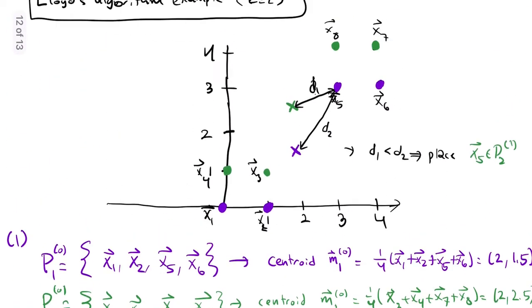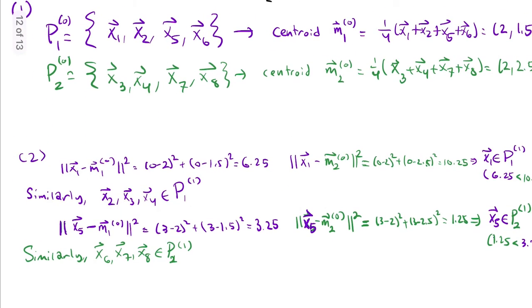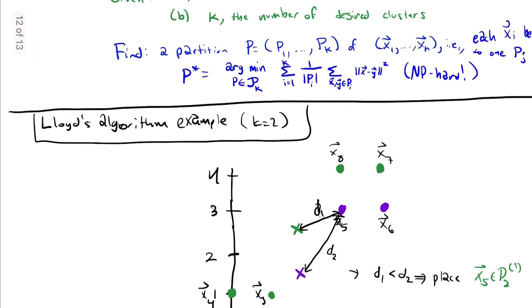Similarly for X5, that's the actual calculation here. So its distance to the green centroid is 1.25, and its distance to the purple one is 3.25. 1.25 is less than 3.25. So here, originally X5 was in the purple class, but now we're switching it to the second class. And so at the very end, if you do all these calculations, it will turn out that our intuition is correct for this example. And on the second iteration, this gets flipped to green, this gets flipped to green.